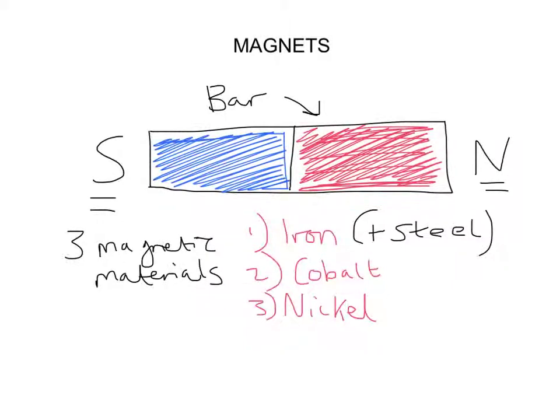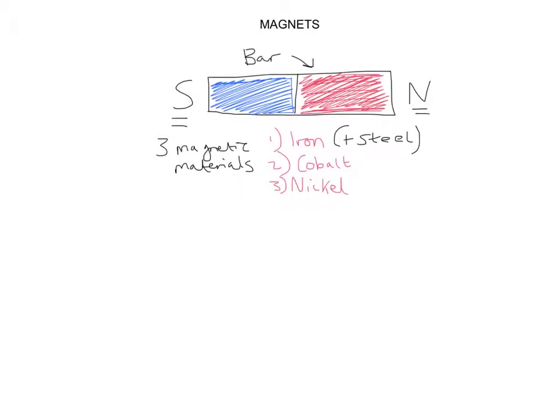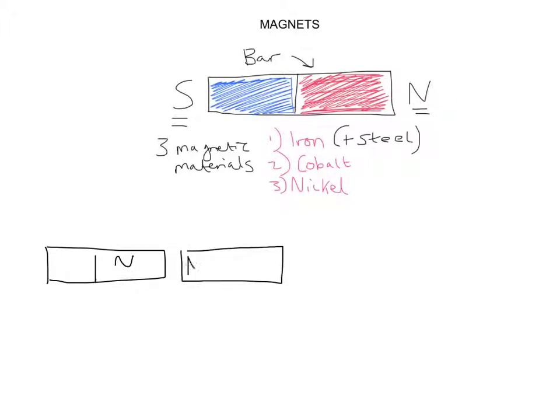Now, if you were to put one bar magnet next to another, you notice that they would either push apart or attract to one another. You'd actually find that if you were to put a north end of a magnet next to the north end of another magnet, then they would almost push away from one another. They would, what we say, repel each other. They push each other away.